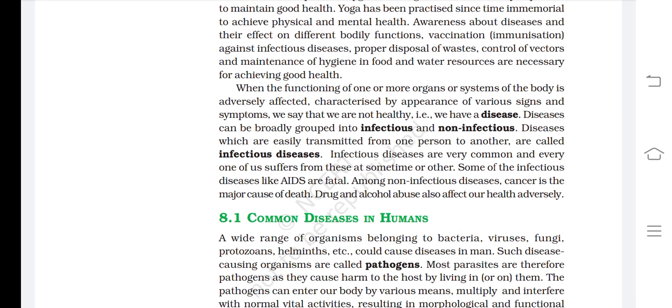Diseases can be broadly grouped into infectious and non infectious. Diseases which are easily transmitted from one person to another are called infectious diseases. Infectious diseases are very common, and every one of us suffers from these at some time or other. Some of the infectious diseases, like AIDS, are fatal. Among non infectious diseases, cancer is the major cause of death. Drug and alcohol abuse also affect our health adversely.